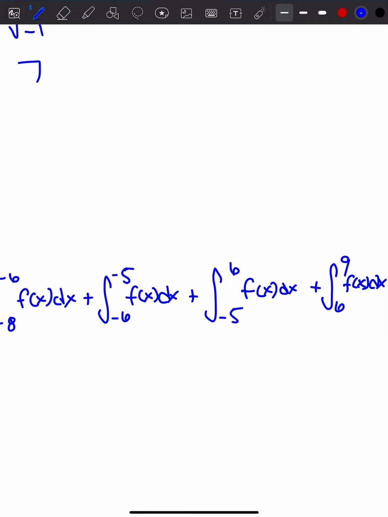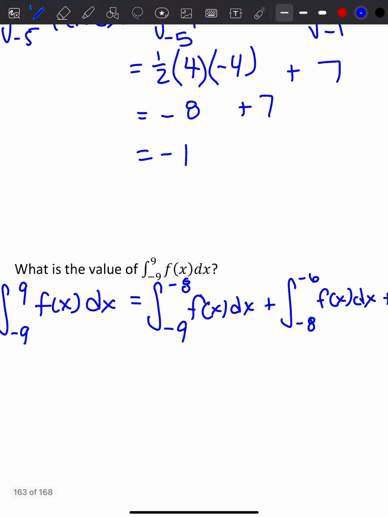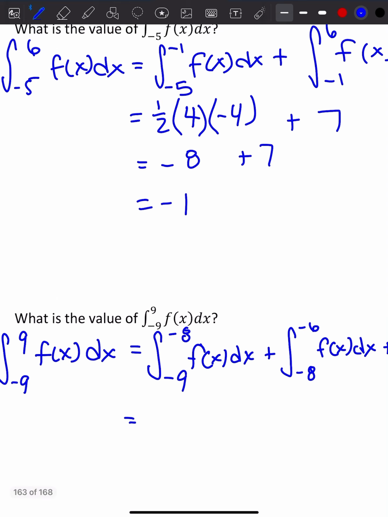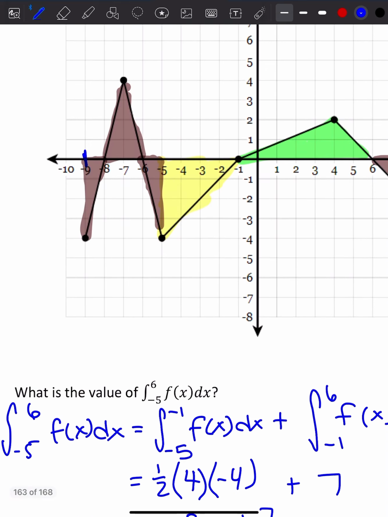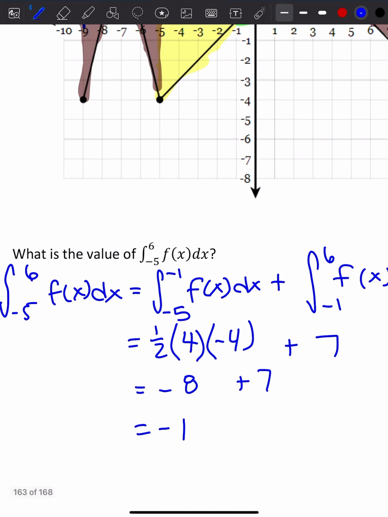The reason why we're going to be writing it out for right now is just so that we get used to chunking it out. Later on, we might be able to put everything together and not have to write out each piece. Writing out each piece just grounds us into what we're doing. So let's start with negative 9 to negative 8. So negative 9 to negative 8 has a base of 1 and a height of negative 4.